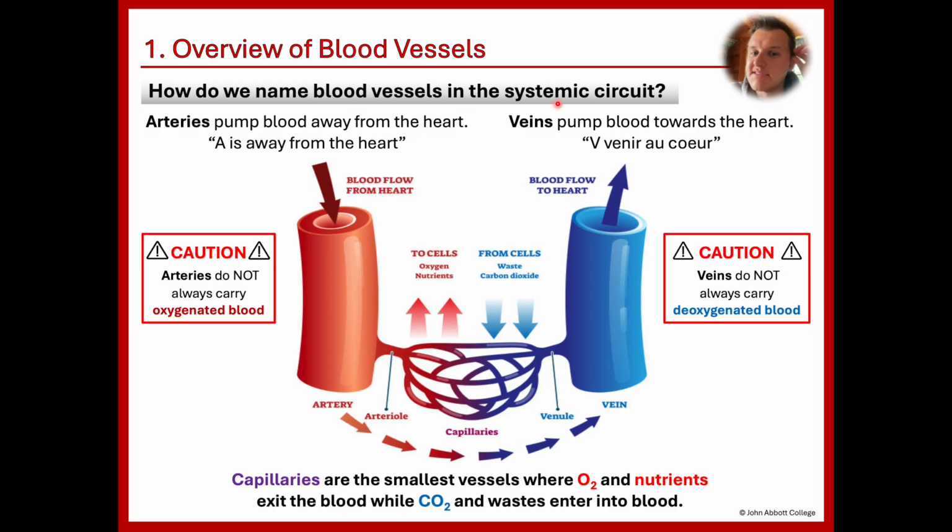How do we name the blood vessels in this circuit? I'm going to just briefly go through it now, but there's little nuances that we'll see in the heart section if it's a different type of circuit, okay? So arteries, they pump blood away from the heart. This is true for any circuit. A is away, okay? That's my trick to knowing that arteries are pumping blood away. That's how you name an artery, okay?